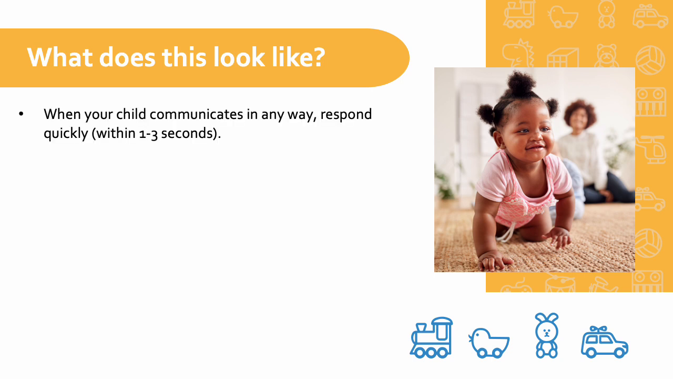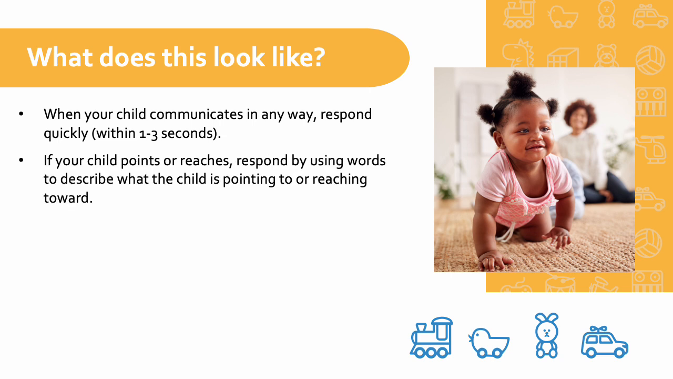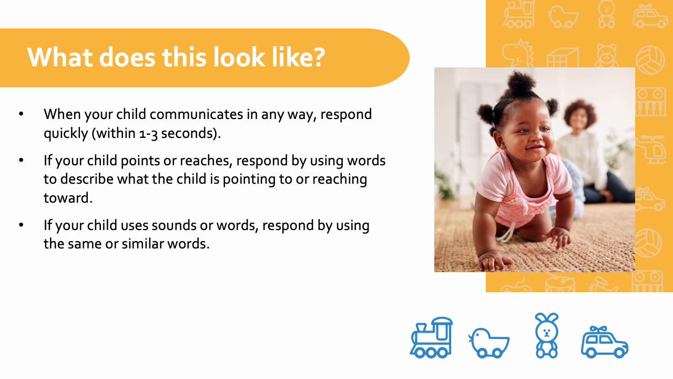When your child communicates in any way, respond quickly, within 1 to 3 seconds. The immediacy of your response is very important to build the connection between your child's interest and them receiving high-quality feedback. If your child points or reaches, respond by using words to describe what they're pointing to or reaching toward. If your child uses sounds or words, respond by using the same or similar words. For example, if your child says "ball" and is referring to a ball, you can respond with "ball."